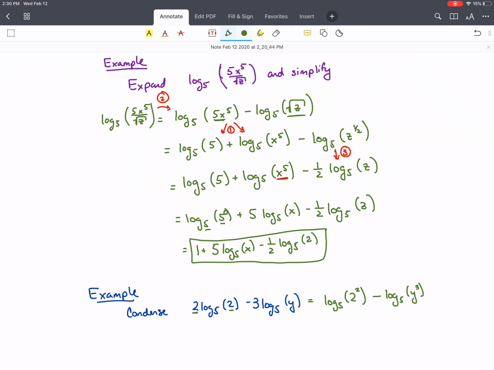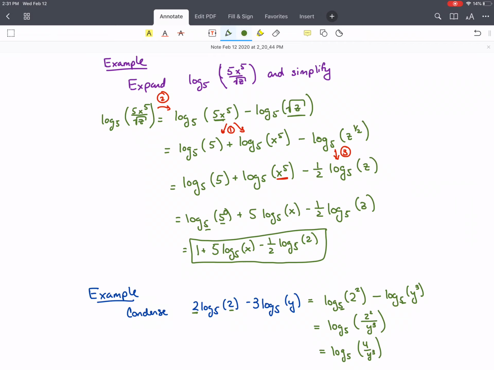And now I see I have the difference of logs, and the key here is I need the same base on those logs to be able to do this step. But as long as the base is the same, then I can rewrite this as a ratio inside the log. And of course I can simplify the 2 squared. And this is the condensed form, and I've condensed it and written it as a single logarithm.